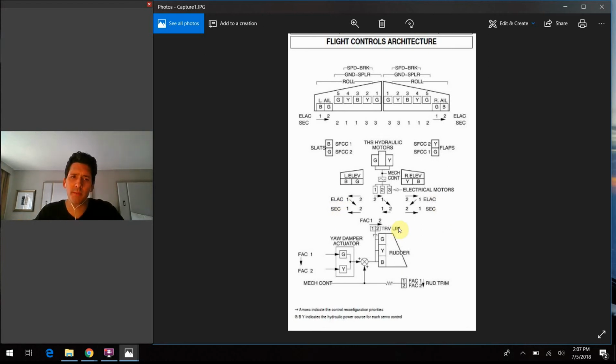Built into the system is that each one of these computers backs up another one of the computers in the system. So if you did have a failure in one of them, you're still going to have plenty of means of controlling the airplane, doing everything you need to do with it. That's what this QRH procedure on the flight controls architecture page is talking about.